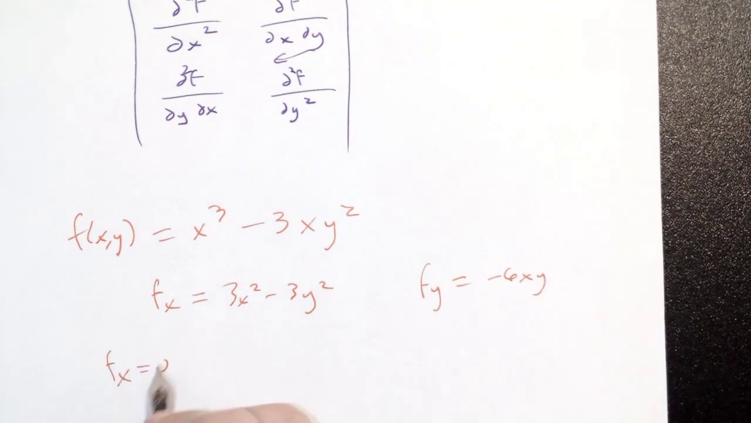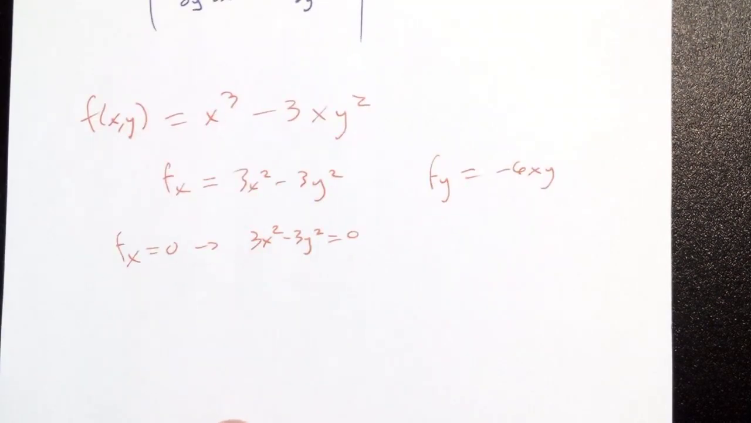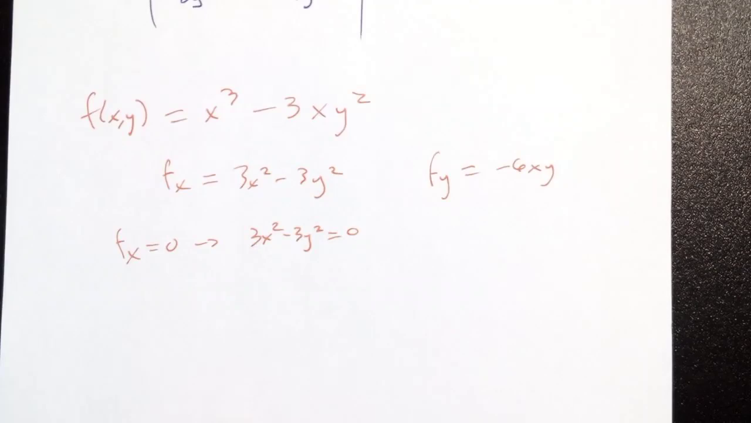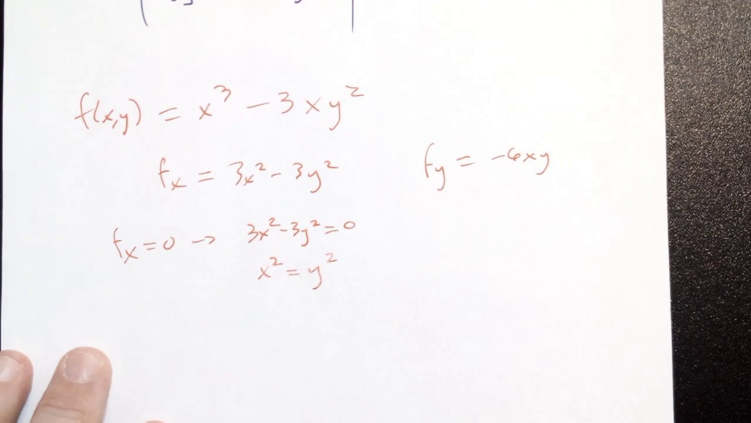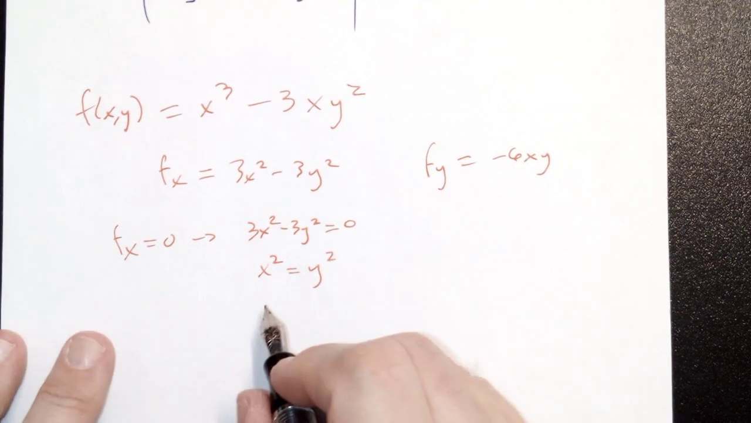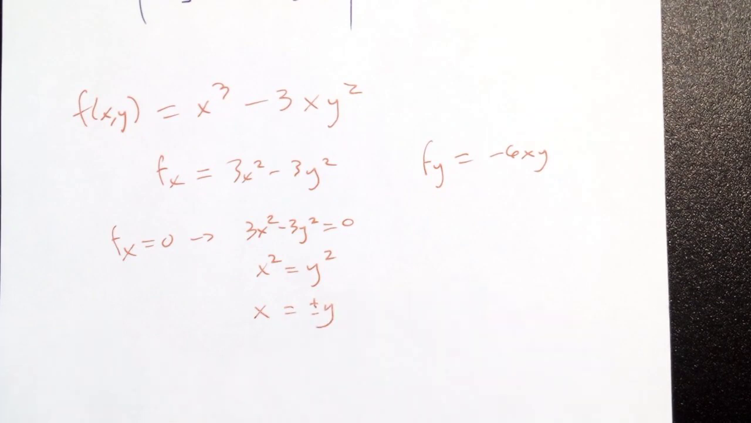All right, wait a minute. If fx is equal to 0, then 3x squared minus 3y squared is equal to 0. What does that tell me? X and Y. Almost. It tells me that x squared is equal to y squared, right? Which means when I take square roots, I could get a plus or a minus on one side. Which means I could have lots of different critical values, as long as the x and the y have opposite signs on each other.